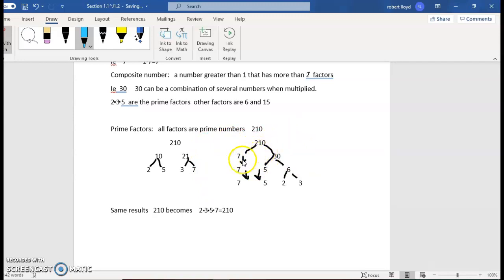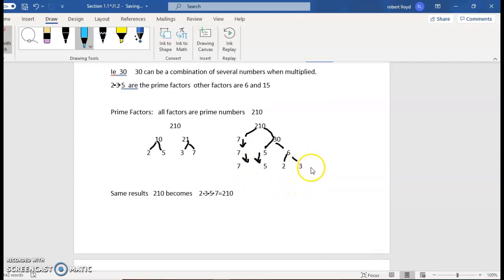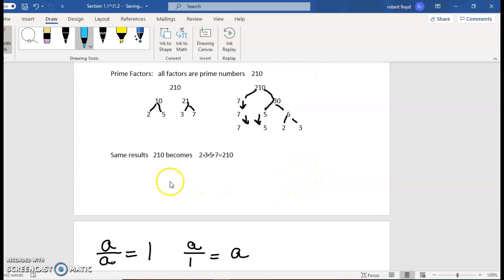Like 210 could be 7 times 30. So the 7 is prime, so you bring that straight down, but the 30 is not. So 30 becomes 5 times 6. 7 is prime, you bring that down. 5 is prime, you bring that down. But the 6 becomes 2 times 3. Wherever you start, you're going to get the same results as the prime factorization is 2 times 3 times 5 times 7, or 210.